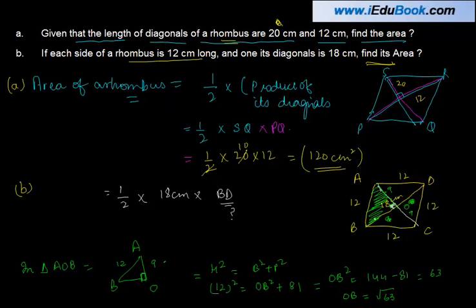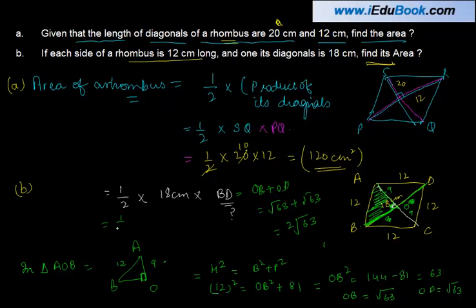Now, you know that if OB is equal to square root of 63, even OD is equal to square root of 63. This is because the rhombus has a property that its diagonals bisect each other, right? BD can be written as what? OB plus OD, or in other words, root 63 plus root 63, or 2 root 63.